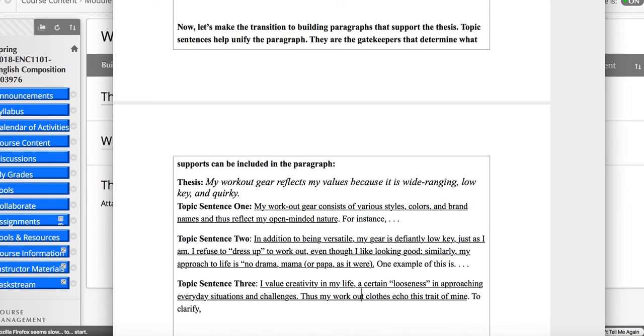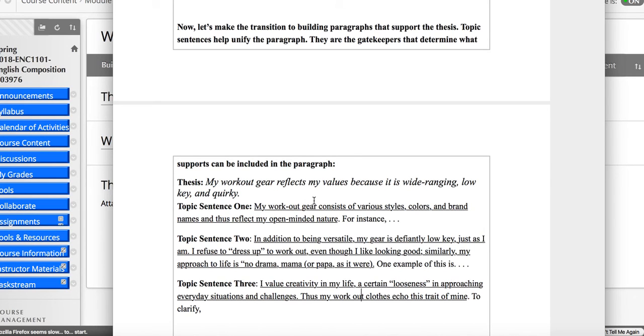So that it flows. The reader is not being barraged with information seemingly randomly. That connection needs to be established by you, the writer, the composer. So here is my thesis topic sentence, which is a sort of miniature outline without the details and the examples that will illustrate. So my thesis is, my workout gear reflects my values because it is wide-ranging, low-key, and quirky.